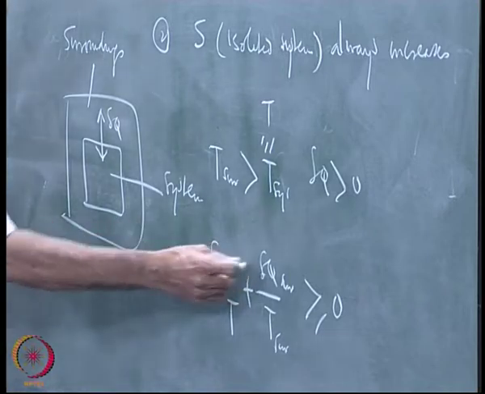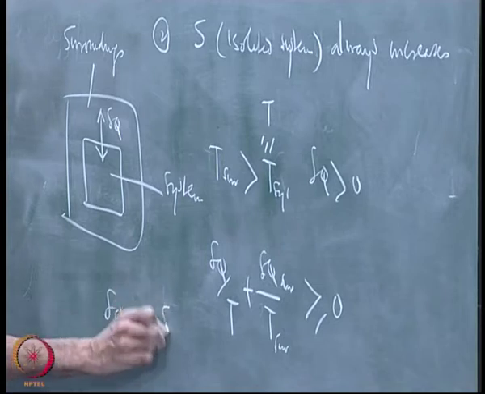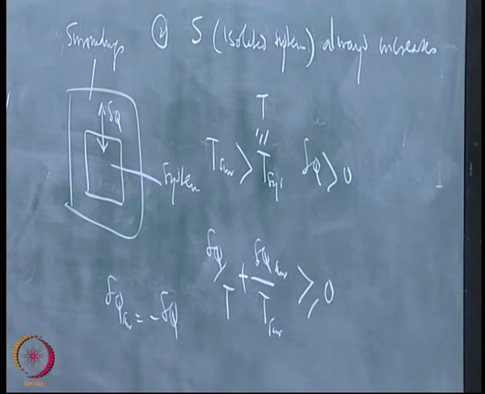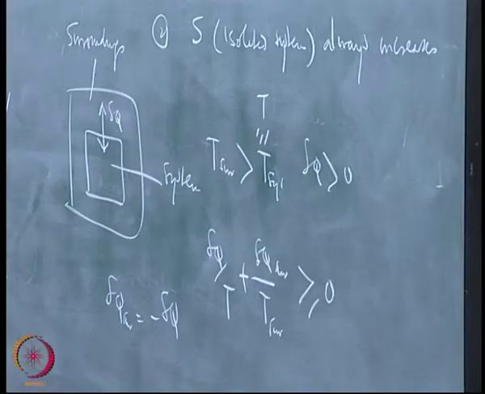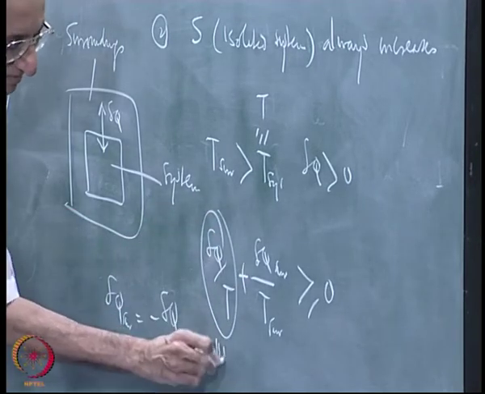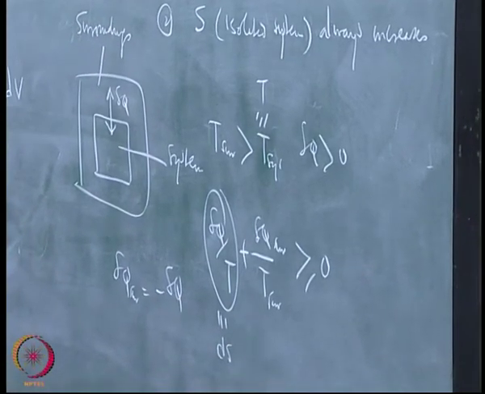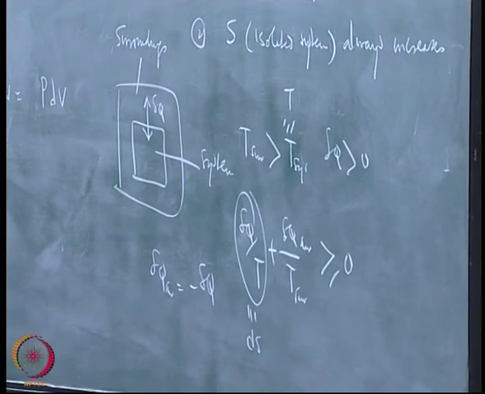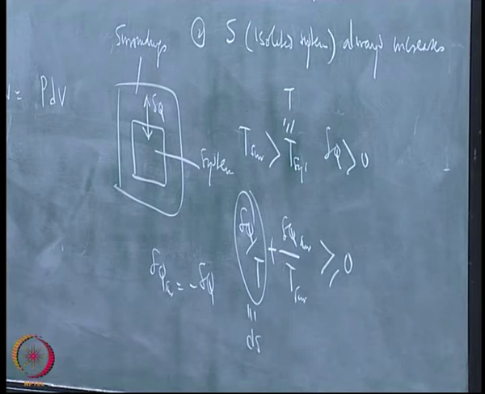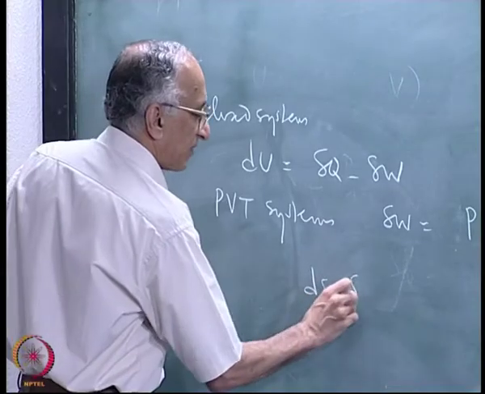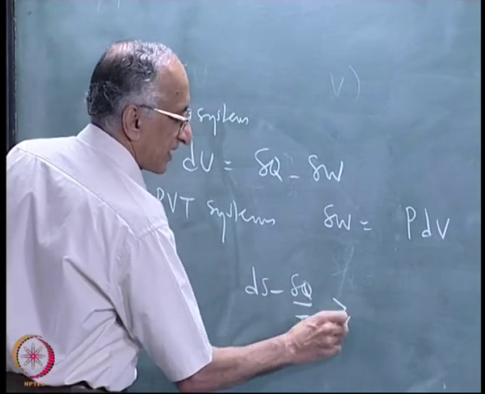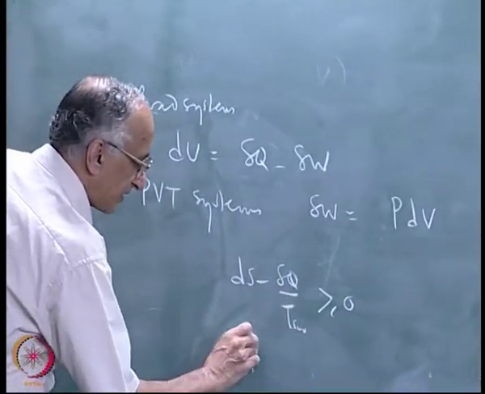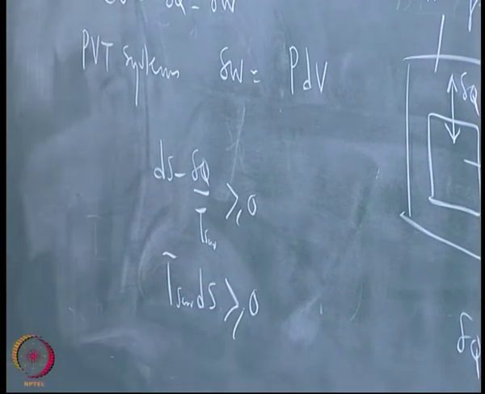This delta q surroundings is equal to minus delta q, because as far as the surroundings is concerned, the heat it receives is the heat lost by the system. So delta q by T is defined as dS, talking about a differential quantity of heat being transferred. Therefore I do not have to worry about whether the actual process is reversible or irreversible. So I have dS minus delta q by T surroundings is greater than or equal to 0, or you get T surroundings times dS is greater than or equal to 0.